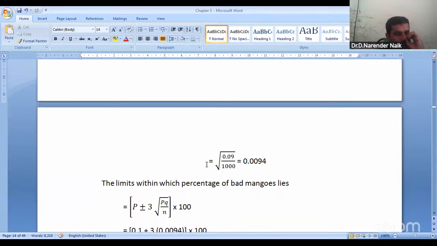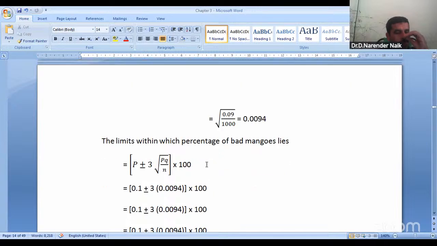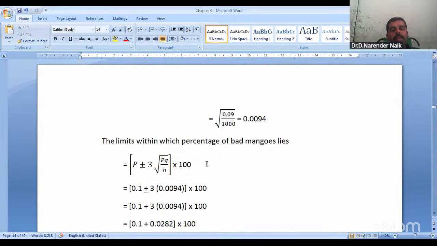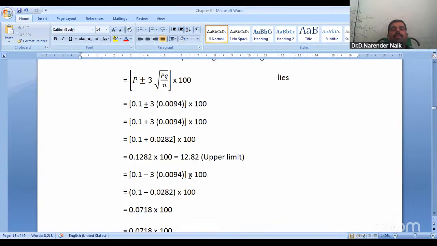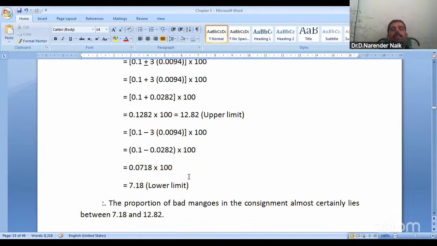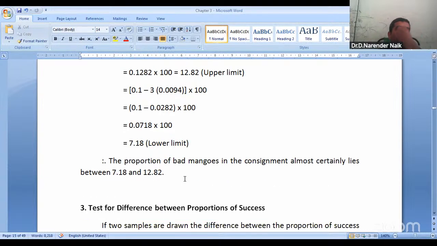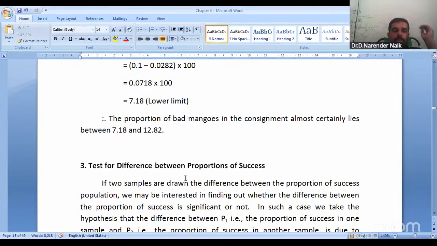The limits within which the percentage of bad mangoes lies is equal to P plus or minus 3 under root PQ by N into 100. So 12.82 is the upper limit and 7.18 is the lower limit. The proportion of bad mangoes in the consignment almost certainly lies between 7.18 and 12.82. So that is the proportion of success.